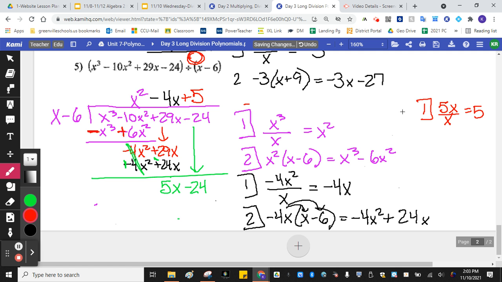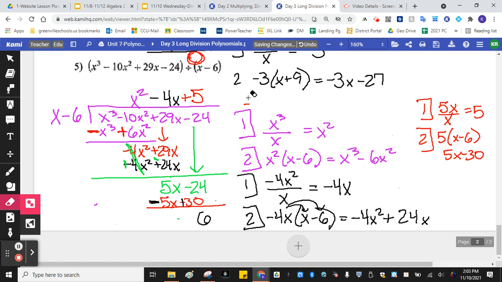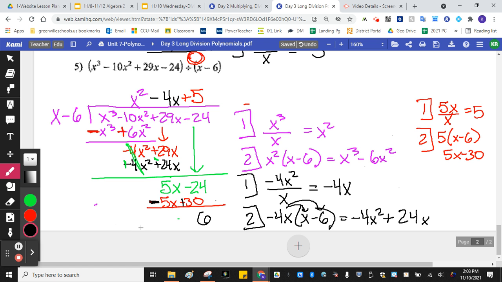And now what do I do? 5 times x minus 6, so 5x minus 30. Now I subtract this, so this sign's going to change and this sign's going to change. So I get left with +6. That's my remainder.